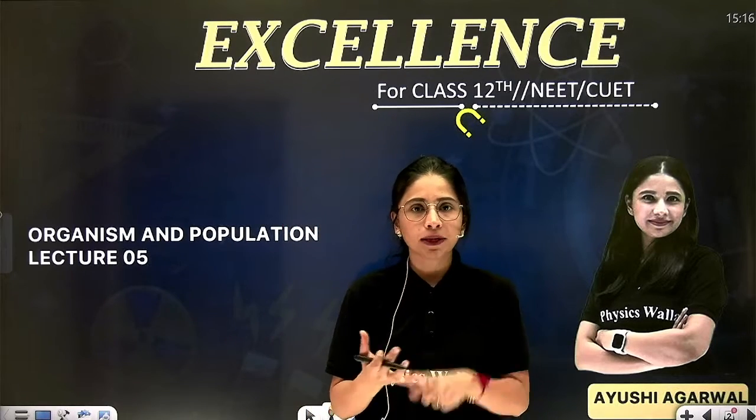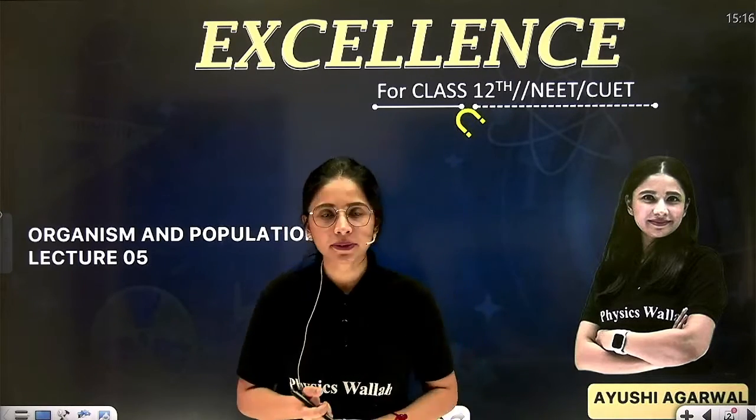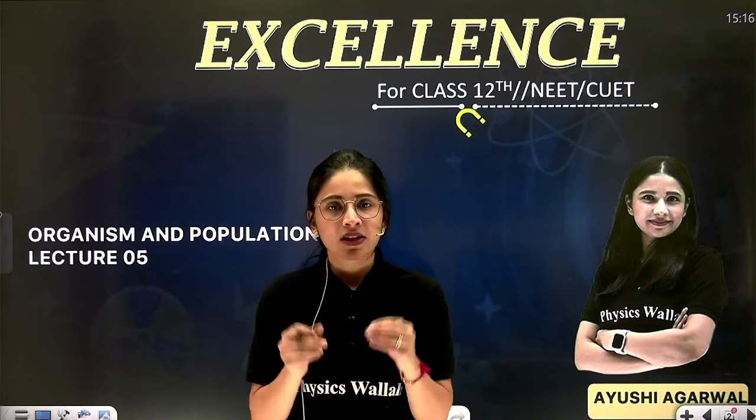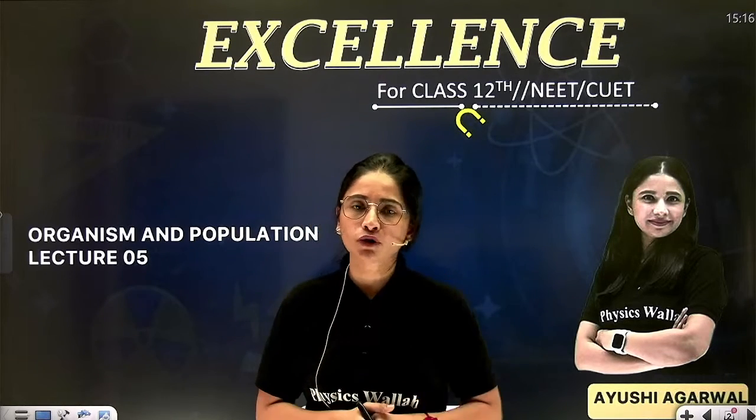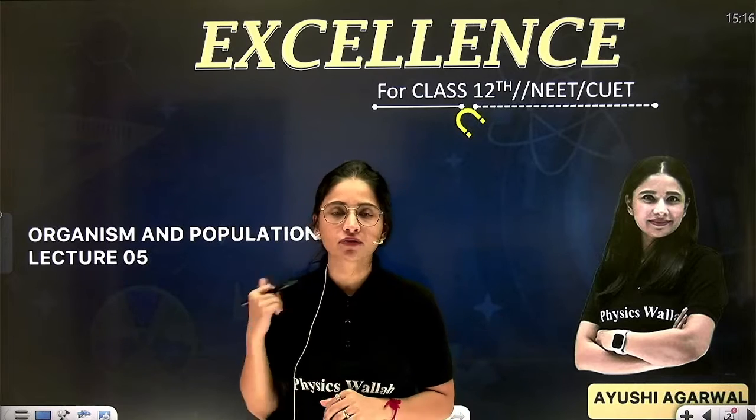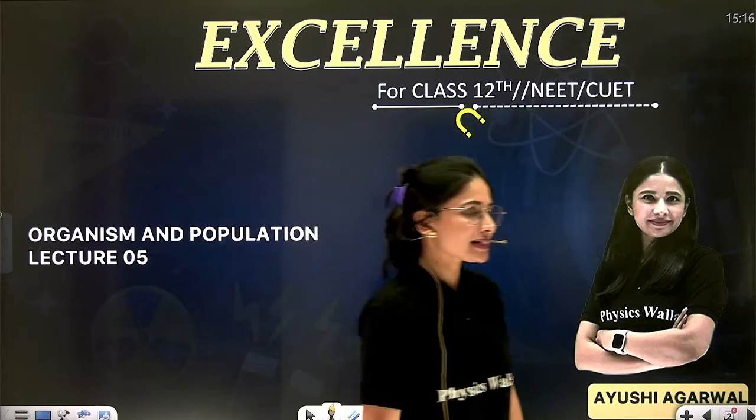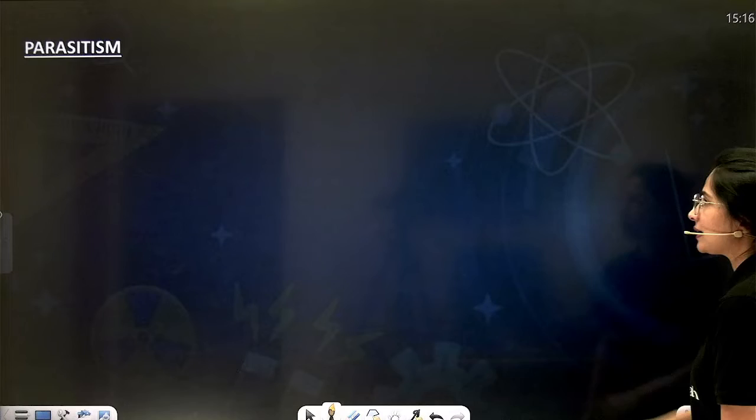So today we are going to start with the remaining population interactions that are predation, parasitism, competition and amensalism. So today we are going to cover these four to five remaining population interactions of this chapter. So without wasting time, let's directly start with the next population interaction after mutualism and commensalism, which we have covered in our last lecture. Hope you all have gone through that lecture. Hope you all have enjoyed and understood as well.